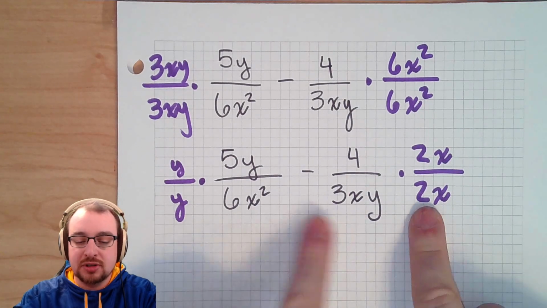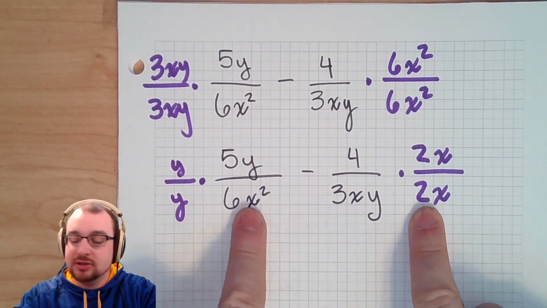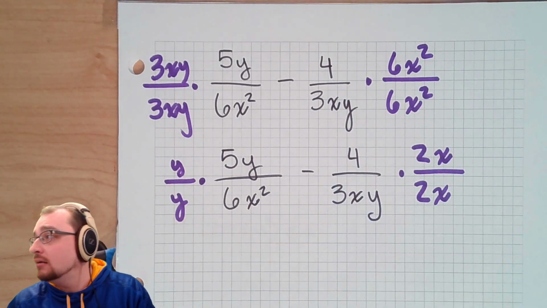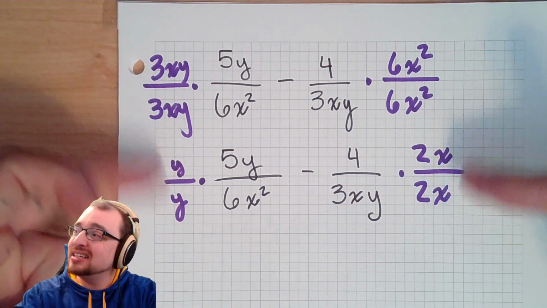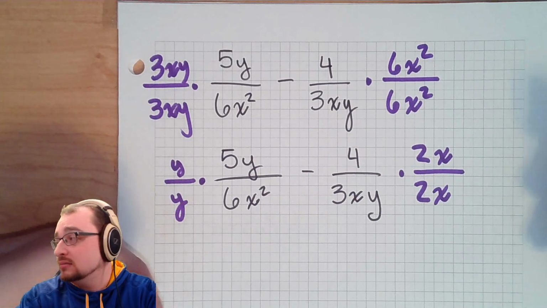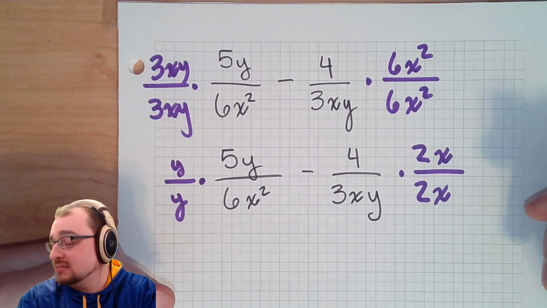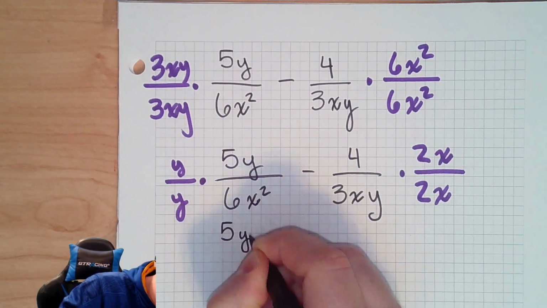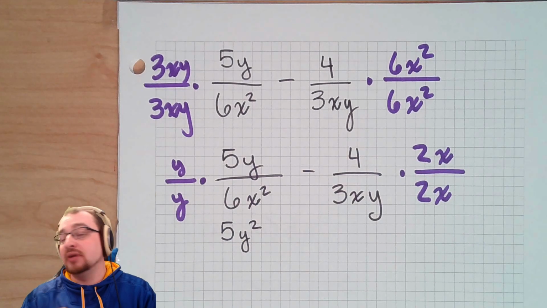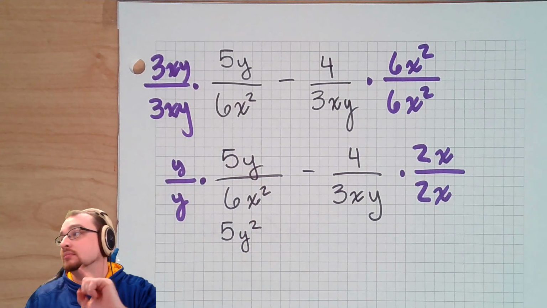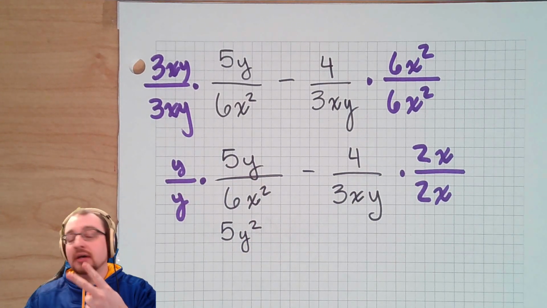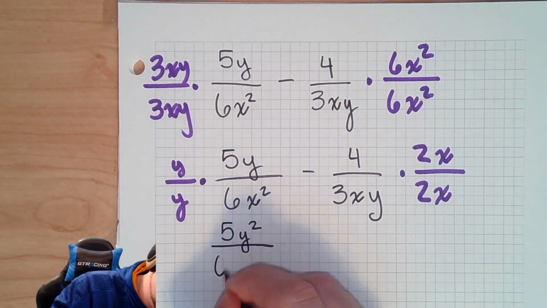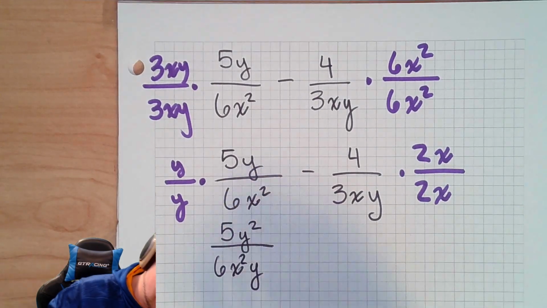Well, I need this to be doubled, so it's a 6. I need this to be times x, so it's x squared. And in order for this one to have a y, I got to times it by a y, right? Now, this isn't going to change anything because, again, I'm times it by 1. Y over y is 1. 2x over 2x is 1. So now when I multiply across, I'm going to get 5y squared in the top. Again, a lot of you guys are saying that's 2y. 2y is y plus y, right? Y squared is y times y all day, every day. In the bottom, I'm going to get 6x squared y, keeping it alphabetical there.